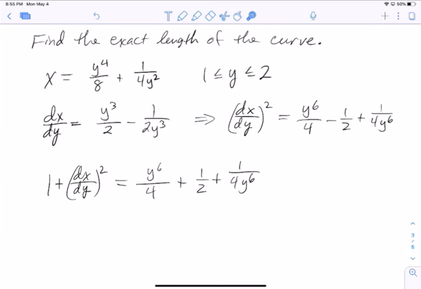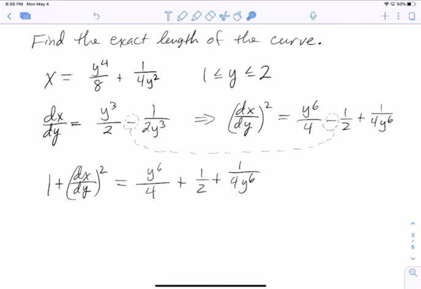But what I'd like to point out here is dx/dy is a difference, right? There's a minus here. And that manifests when we square dx/dy as a minus in front of the second term. (dx/dy) squared is y to the 6th over 4 minus 1/2 plus 1 over 4y to the 6th. When we add 1, that minus 1/2 then becomes a plus 1/2.